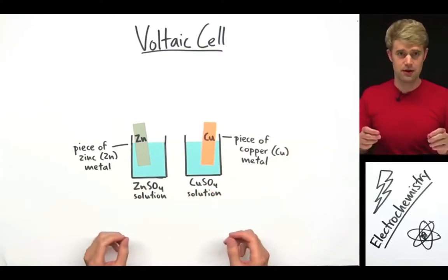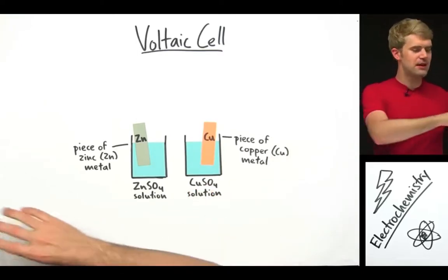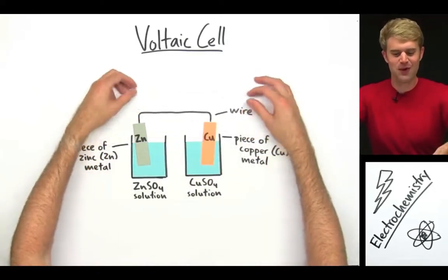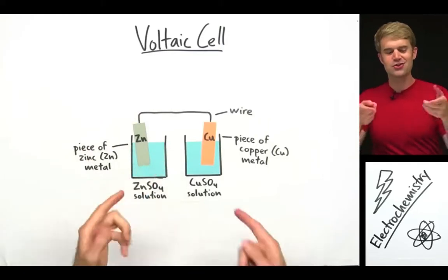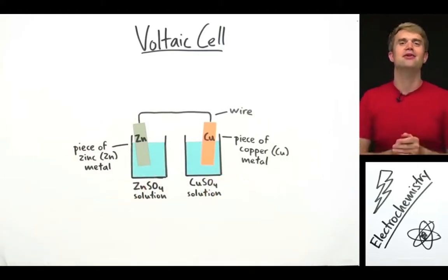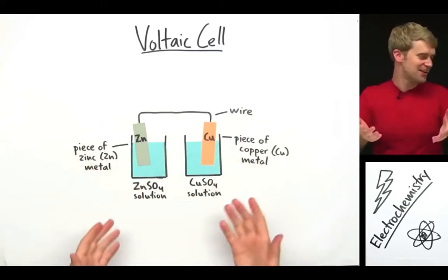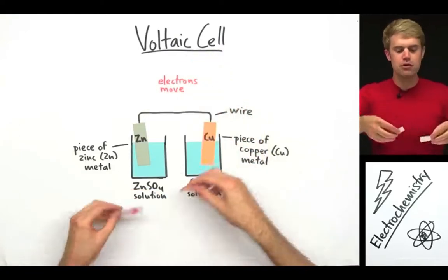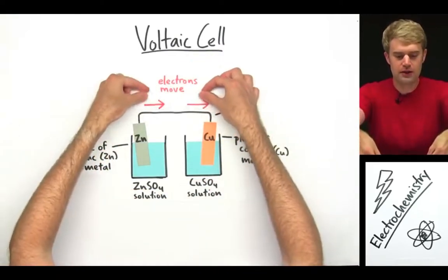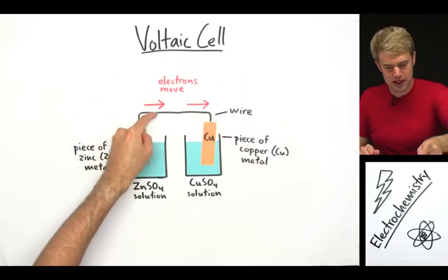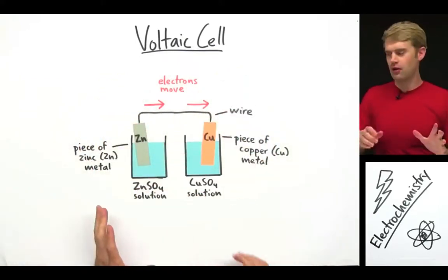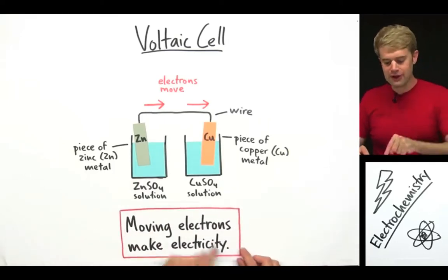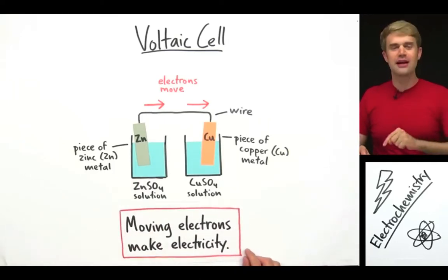The next thing we do is we take a wire, a metal wire, and we use that to connect the two pieces of metal together. And when we do this, something amazing starts happening. Electrons start moving through this wire. They move from the zinc metal into the copper metal. Now, this is a big deal because moving electrons are what make electricity.